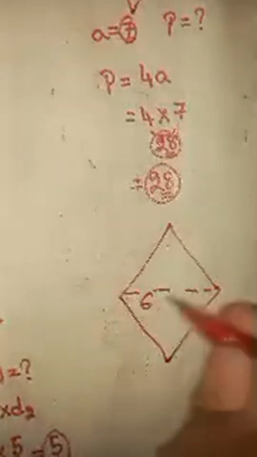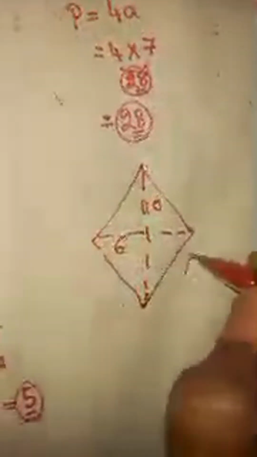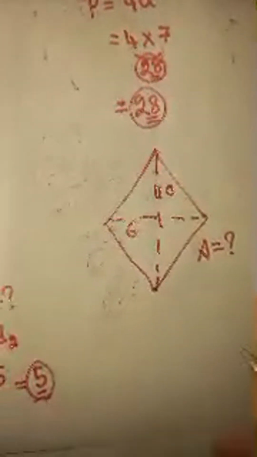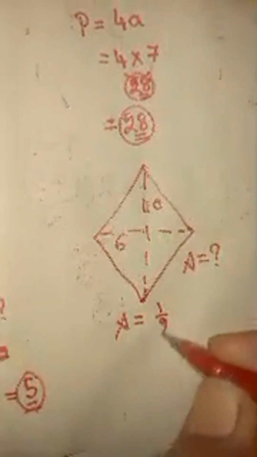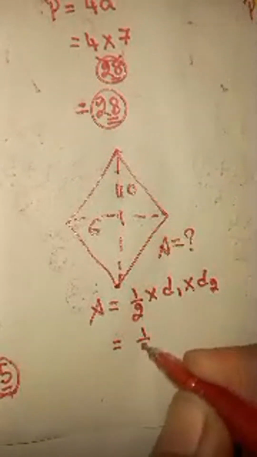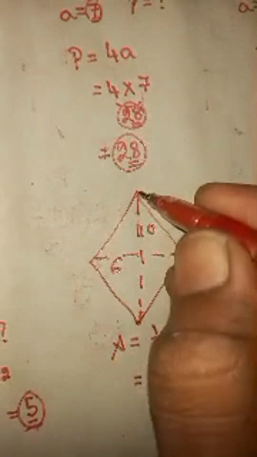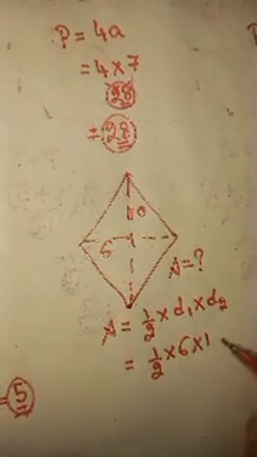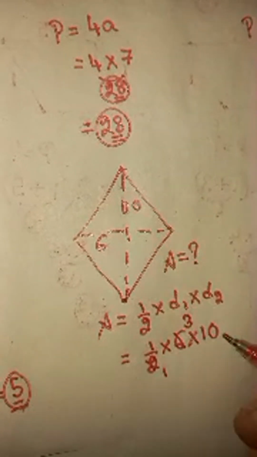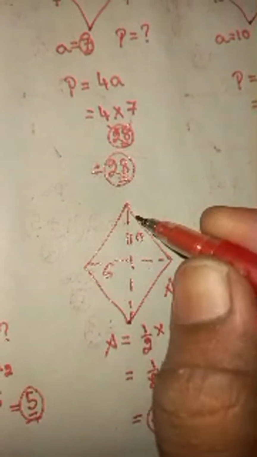Let's take one more rhombus. In this rhombus, they are giving this diagonal as 6 units and this diagonal as 10 units. You need to find the area of this rhombus. You can find it out. The area of the rhombus is half times diagonal 1 times diagonal 2. That gives half times diagonal 1, which is 6 units, times diagonal 2, which is 10 units. You can divide 2 by 2 once, and 6 by 2 gives 3. 3 times 10 is 30 square units, that is the area of this rhombus.